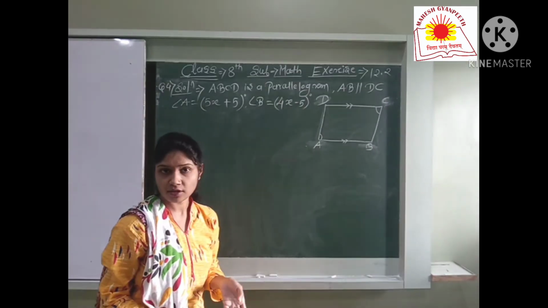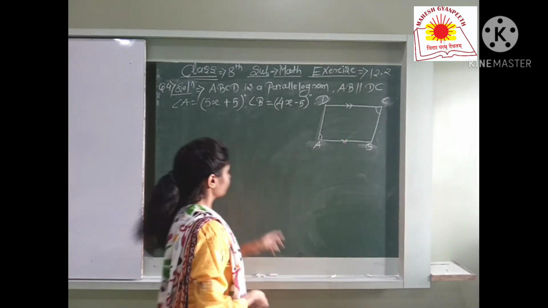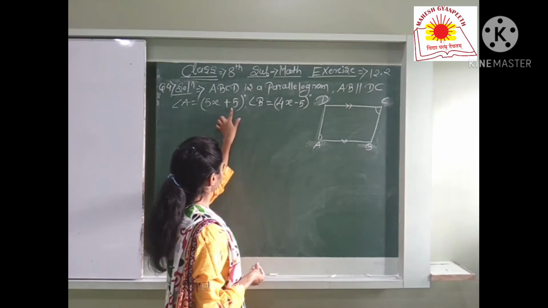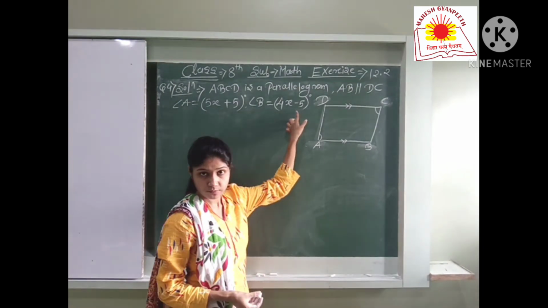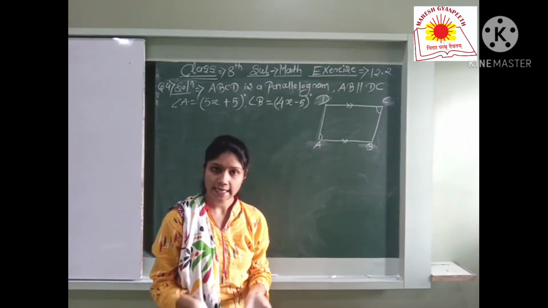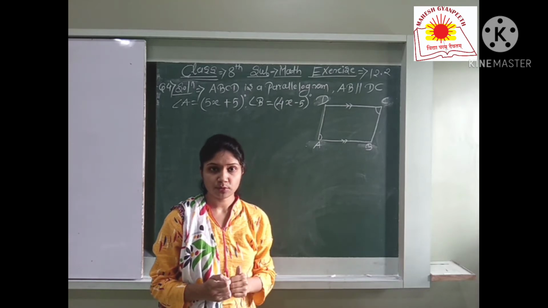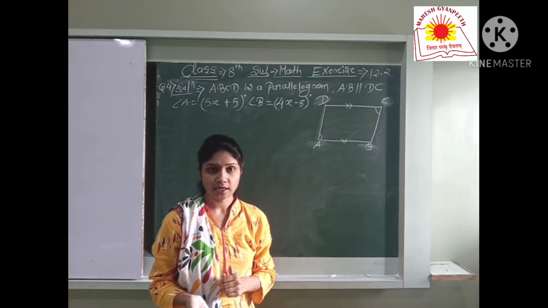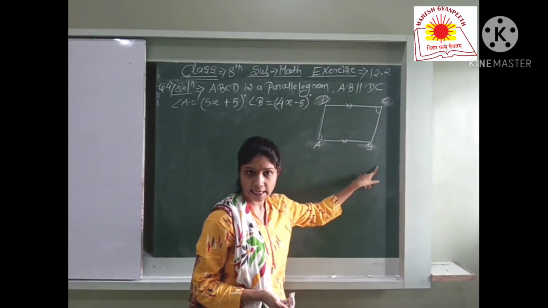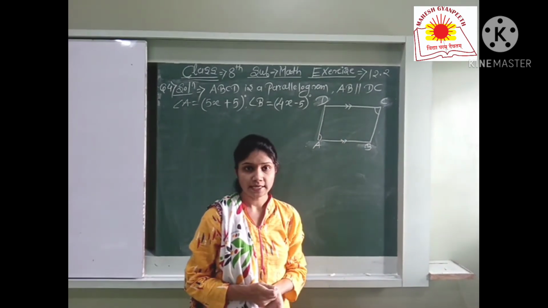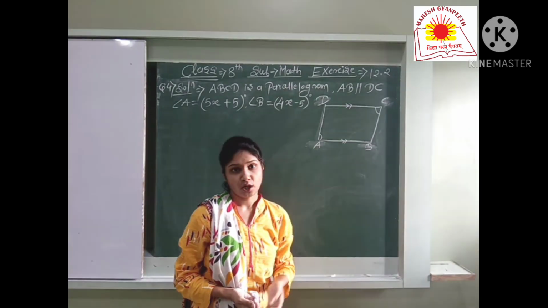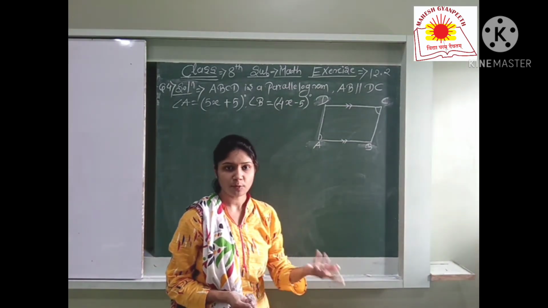ABCD is again a parallelogram. AB is parallel to DC. Now we are given the value of angle A. What is the value of angle A? It is 5x plus 5 degrees. Angle B is 4x minus 5 degrees. So in this question what do you have to find? First you have to find the value of x. After that, you have to find all the angles of the parallelogram, meaning the measurements of angles A, B, C and D. So how to solve? It is also very easy. All of you know the property of a parallelogram: opposite angles are equal. Yes or no? You have to apply this property.